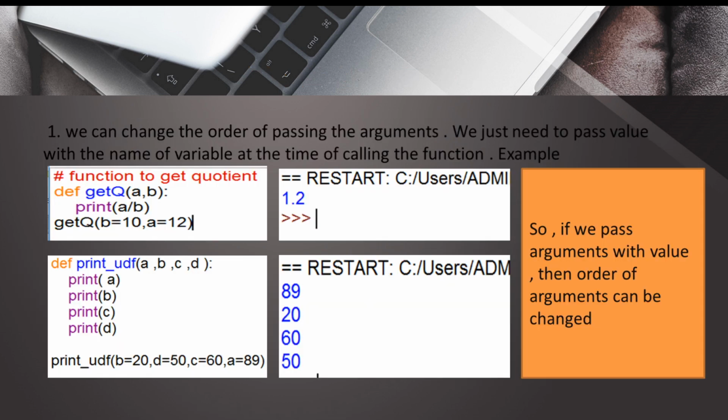For the A output is 20, for the B output is 50 and so on. So let us take another type of argument, that is the keyword argument. In the keyword argument, the values of the arguments are passed at the time of function calling statement. We can change the order of passing the arguments by passing the values at the time of function calling.